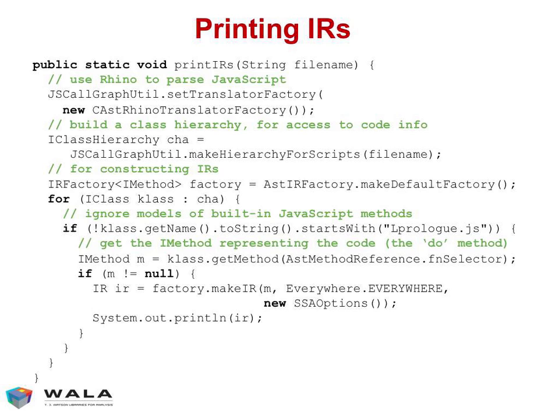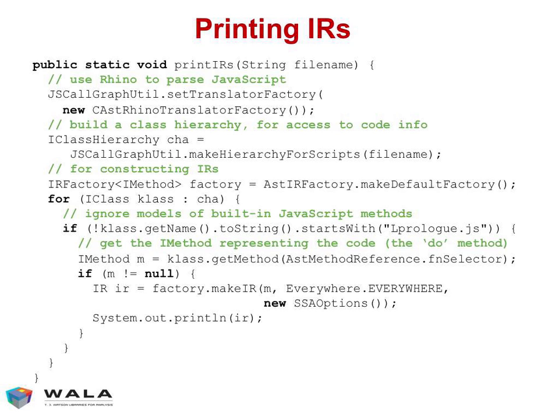So again, we're going to set up things so that we're using Rhino to parse the JavaScript code. And then we need to build one of these class hierarchies, which I just talked about. And there's a utility that'll build a class hierarchy for you for a bunch of JavaScript. Now, this somewhat ugly thing here is an IR factory. And the reason we need to construct this is because, again, we're not going to go through a call graph to build these IRs, so we sort of have to manually construct all these factories ourselves.